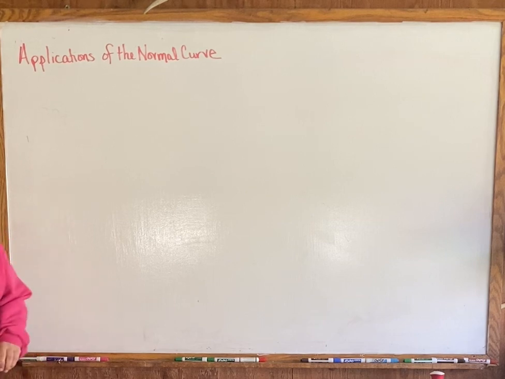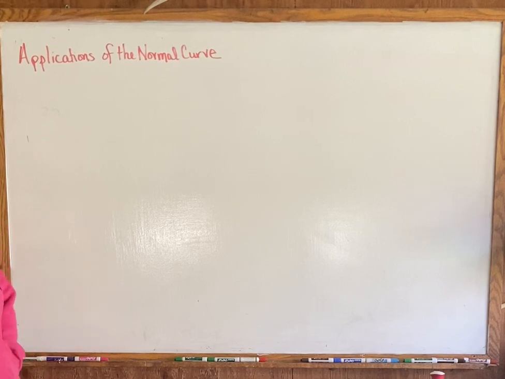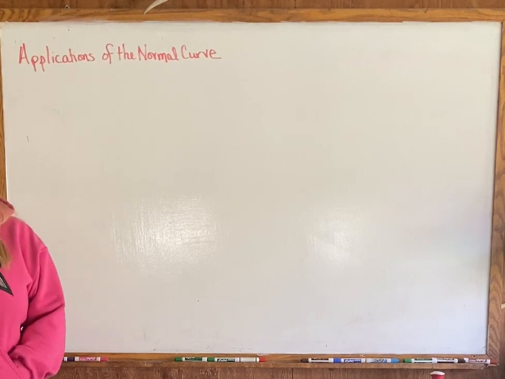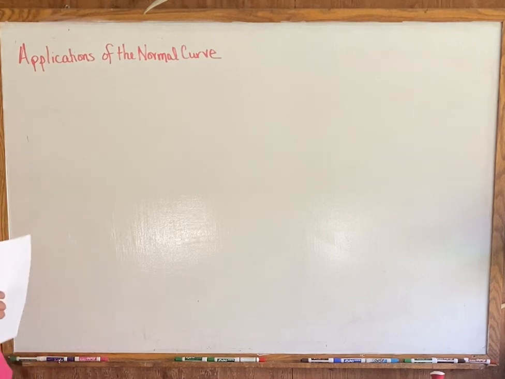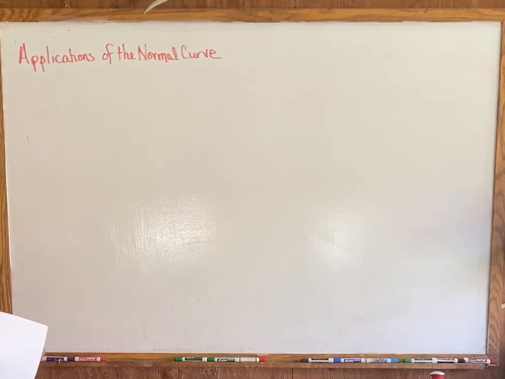We are back in the barn again. Today we are going to focus on applications of the normal curve. Last time we looked at the normal distribution or the normal curve. We talked about z-scores, we talked about the area under the curve, and now we're going to use what we learned last time to look at applications, which means word problems. So yes, this is the word problem section.